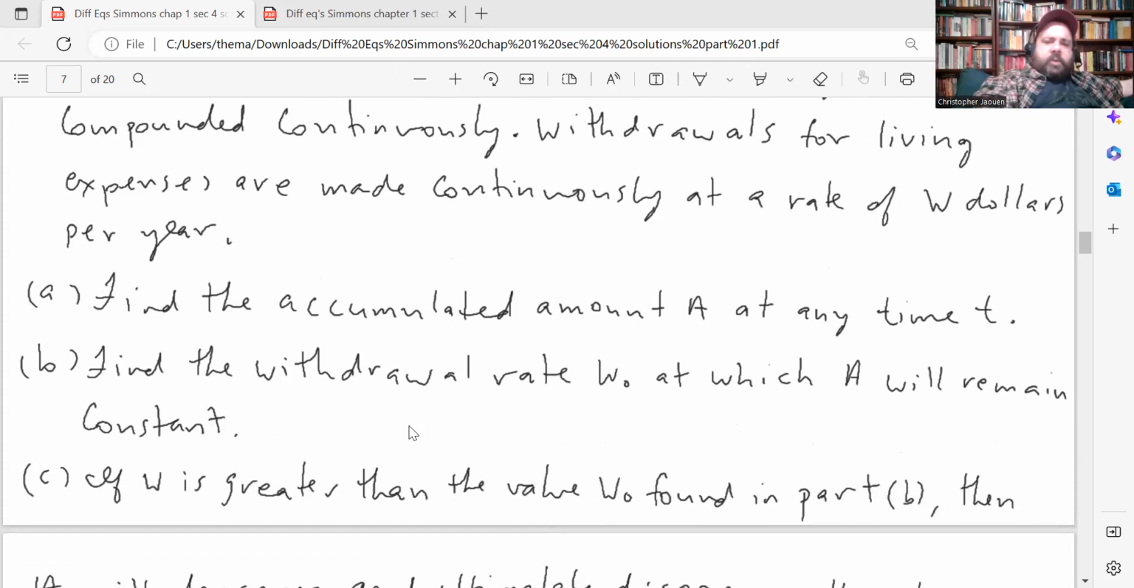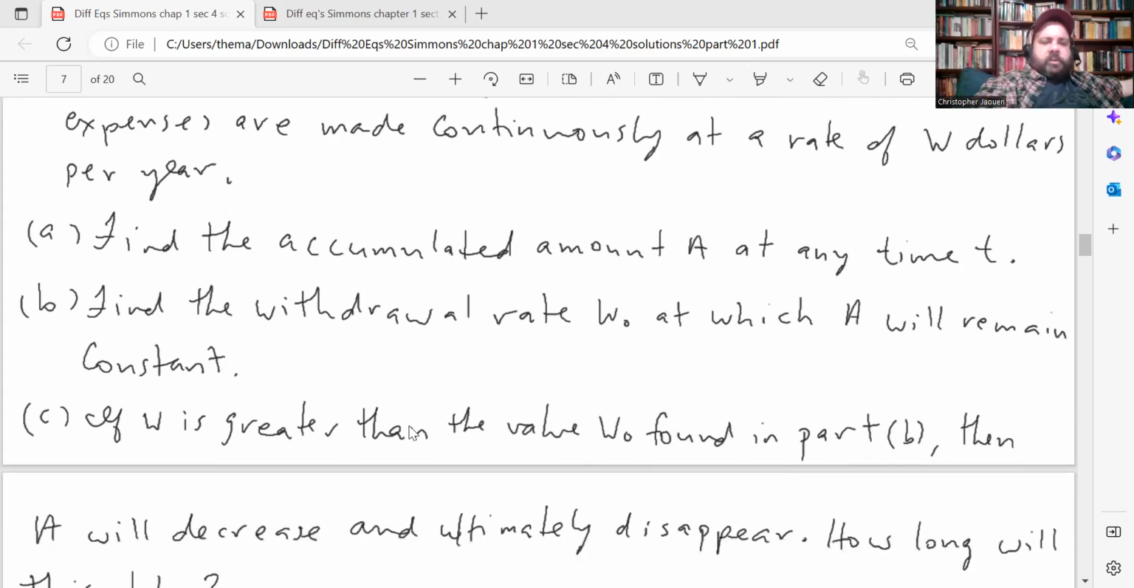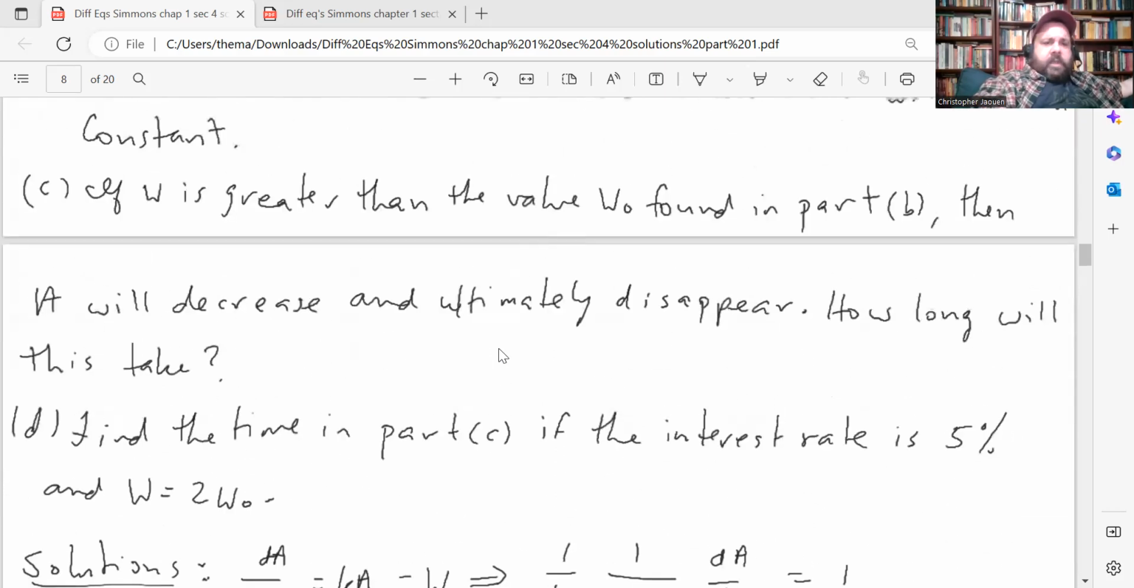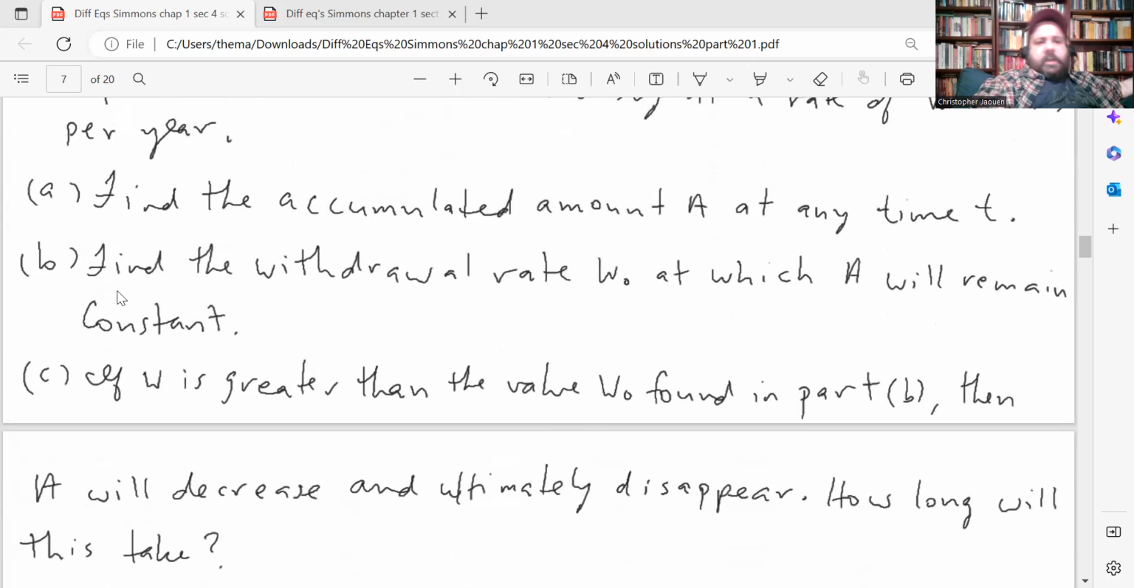I'll go through this one kind of quick because it's virtually identical to question number 3, but here's the derivation of the solution for part A. So dA/dt is KA minus W. Again, separate your variables to solve the differential equation, and you get the model down here. A of T is P minus W over K, times e to the KT, plus W over K. Now we can use that model to solve whatever problem they want us to solve, and there are several parts here. Part B asks, find the withdrawal rate W0 at which A will remain constant.